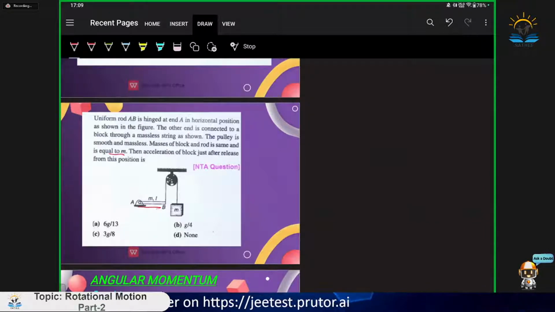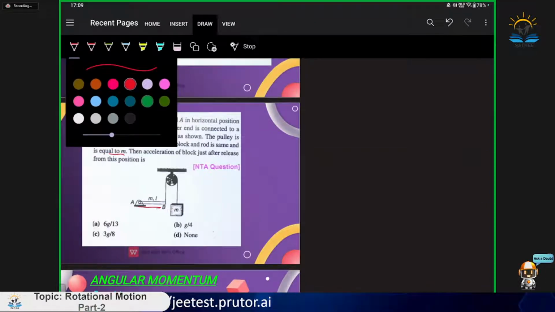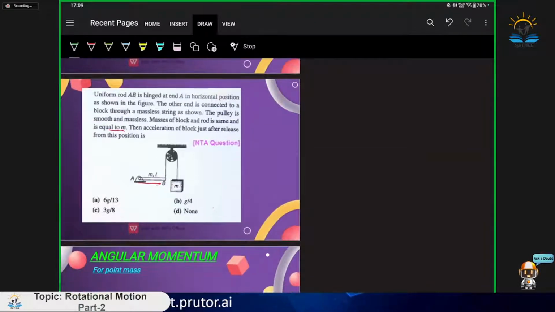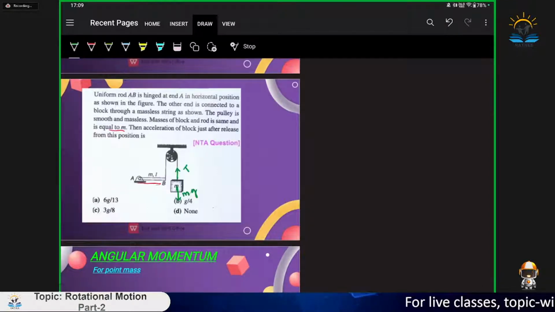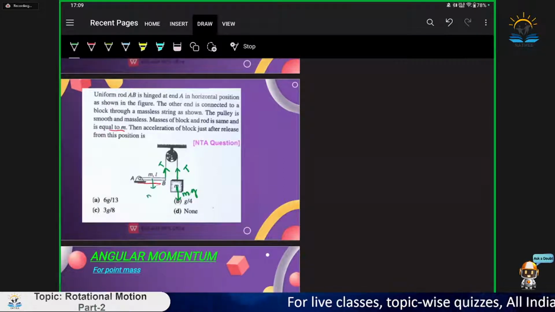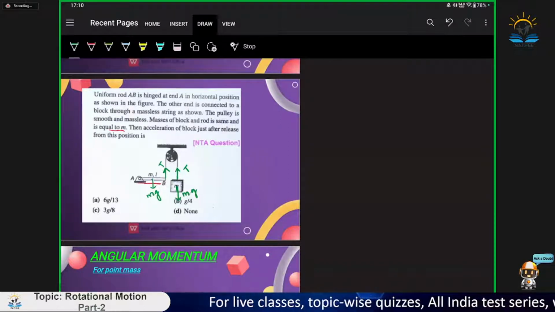Okay, if we release this system, let me draw the free body diagram here. See, forces will be: mg will act downwards, right, and tension T will act here. The same tension T will act here also, and here will be mg. These are the various forces.